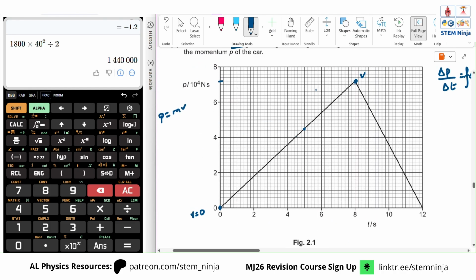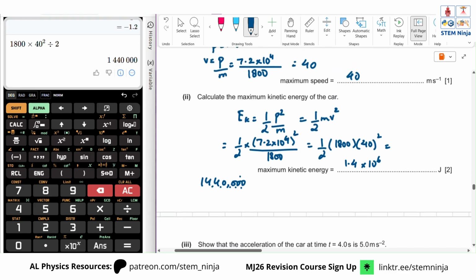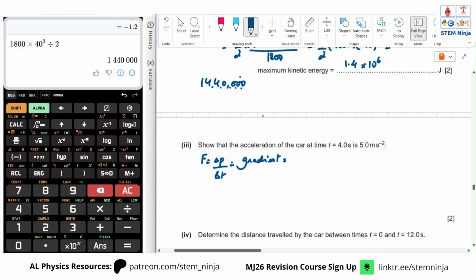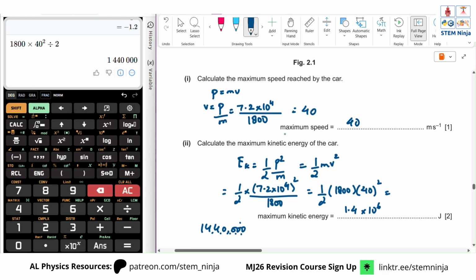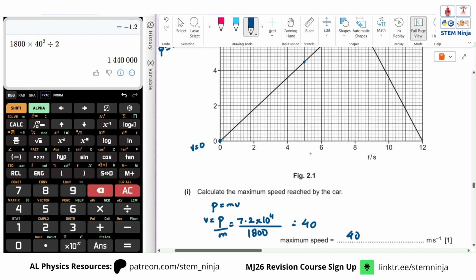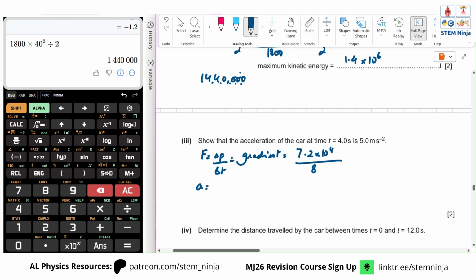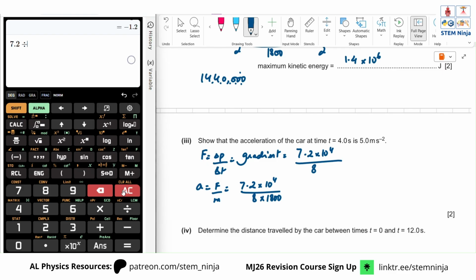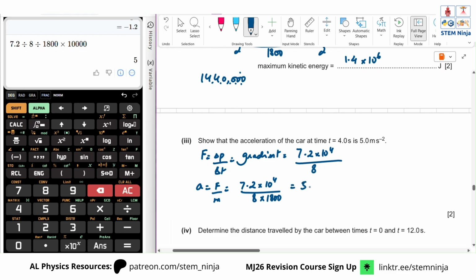The gradient at that time is 7.2 times 10 raised to power 4 minus 0, divided by 8 minus 0. And acceleration is F over m. So this would be 7.2 times 10 raised to power 4 divided by 8, divided by m, which is 1800. So 7.2 divided by 8 divided by 1800 times 10,000. So this is 5 meters per second squared.